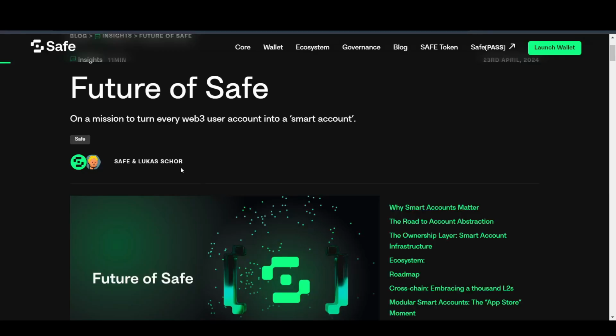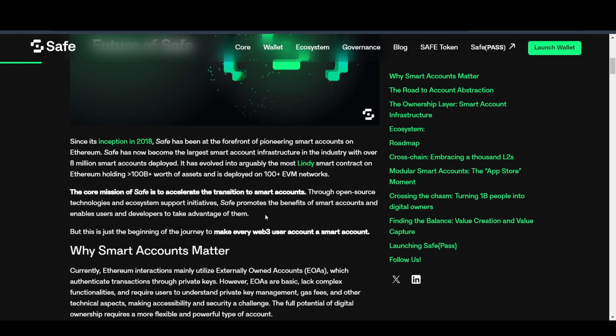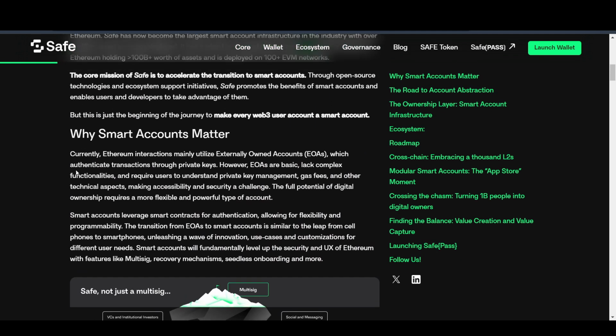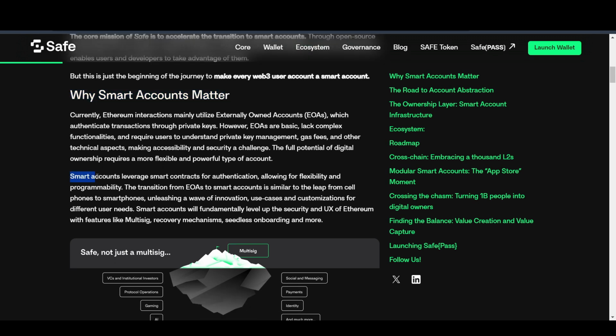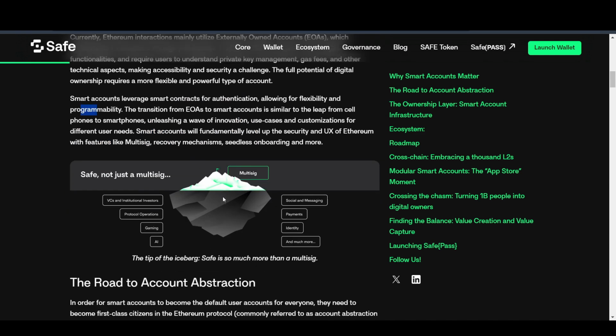So this is the roadmap and future of Safe, and why it actually matters in the long term. As of now, they explain why the smart account matters. So as you can see, they have explained various things. Smart accounts leverage smart contracts for authentication, allowing for flexibility and programmability. We also have, as you can see, the iceberg. From the looks of it, it looks like Safe is only multi-sig, but they have various things. As you can see, it is used for VCs and institutional investors, protocol operations, gaming, AI, even social messaging and payments, identity, and other things.